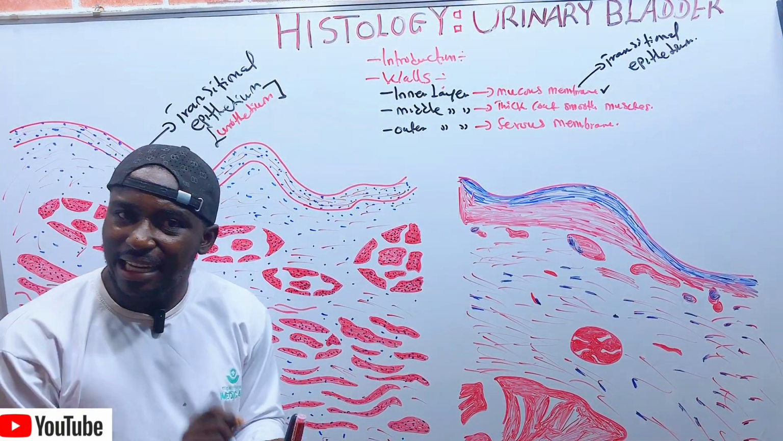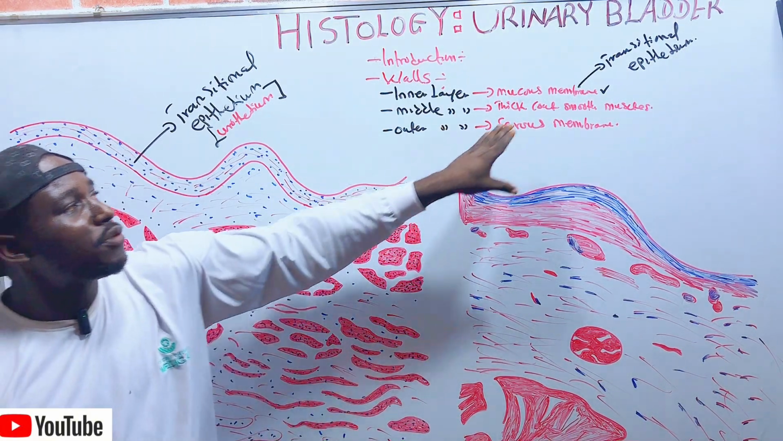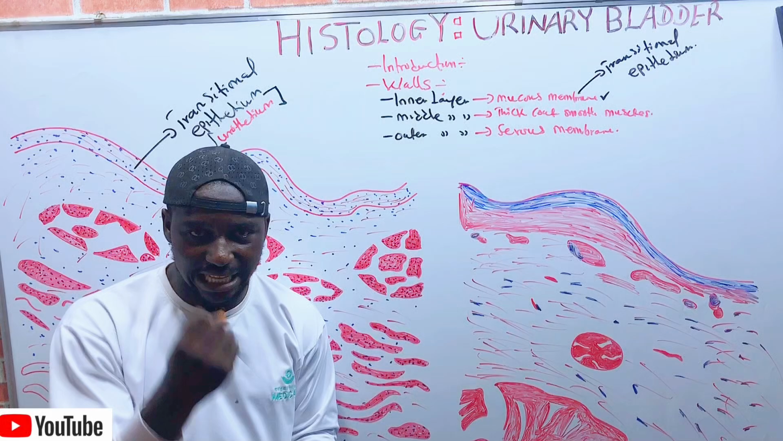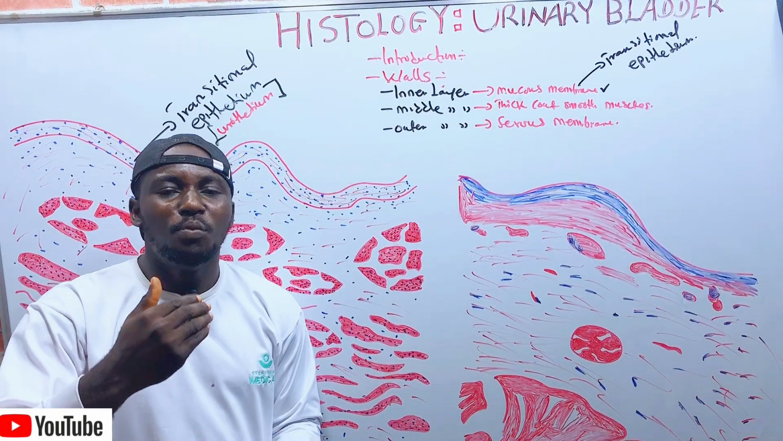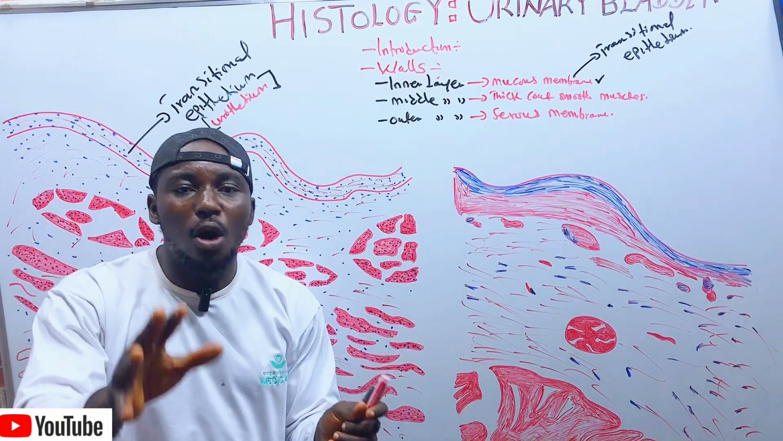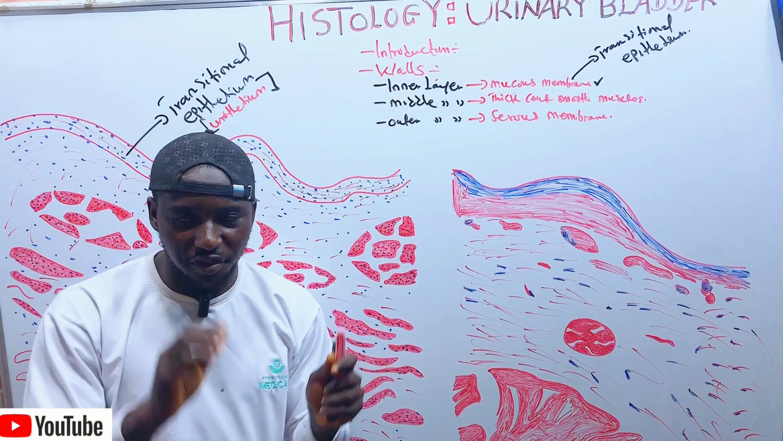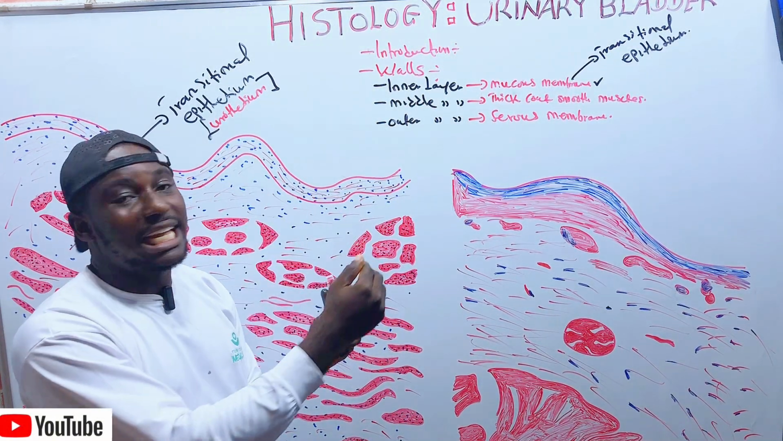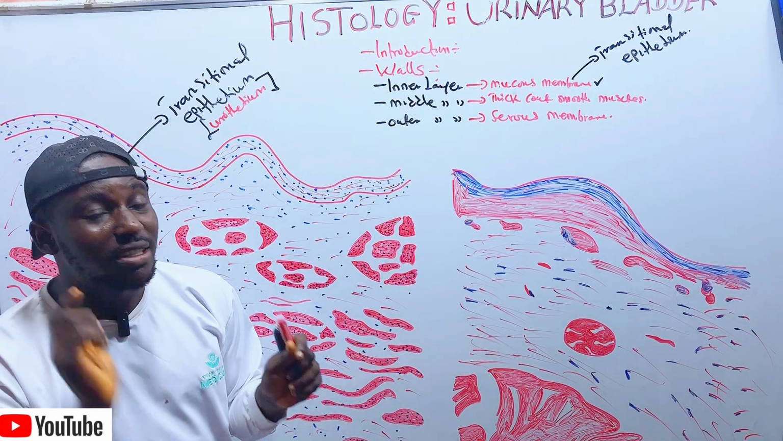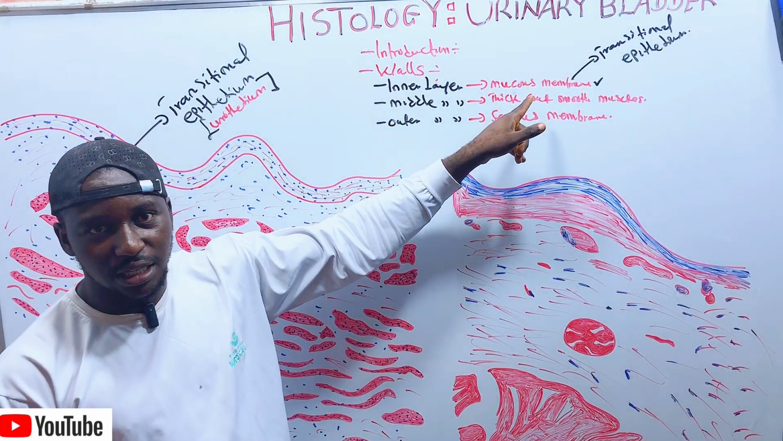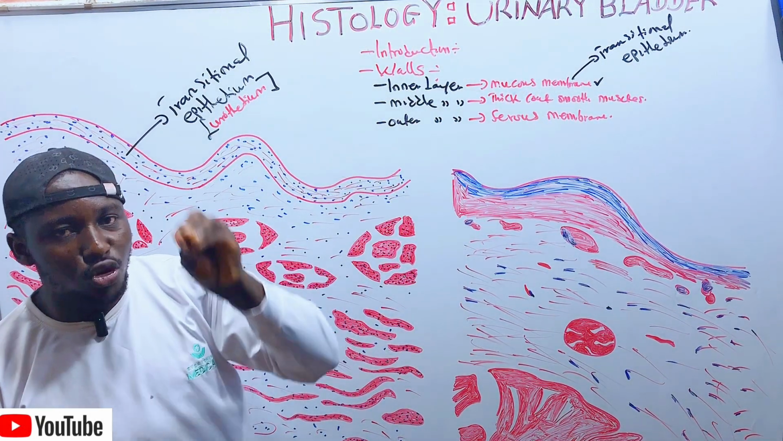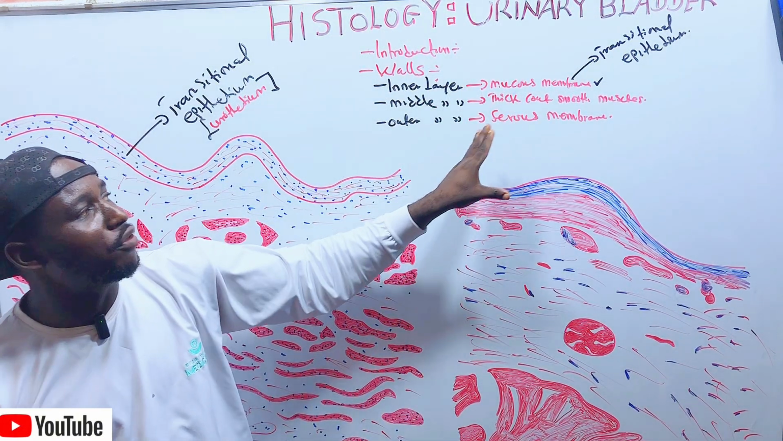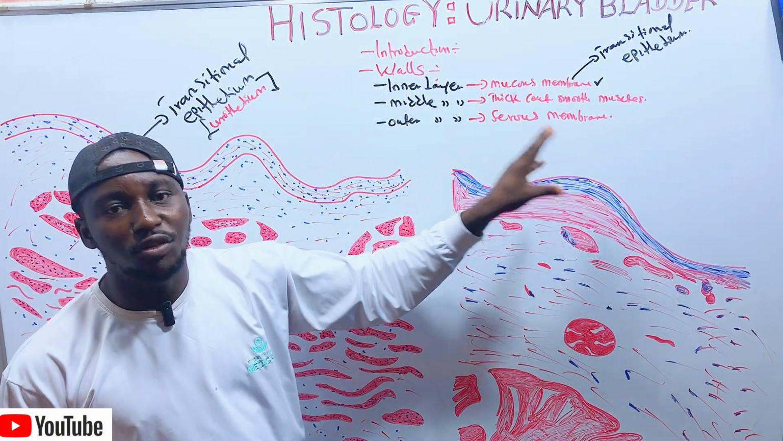Now you have to understand again that the mucous membrane of the urinary bladder has mucous glands, specifically towards the internal urethral orifice. That is where the mucous glands of the urinary bladder are located. Particularly, they are found on the mucous membrane. They have what? Mucous glands. So those are the features of the mucous membrane of the urinary bladder.